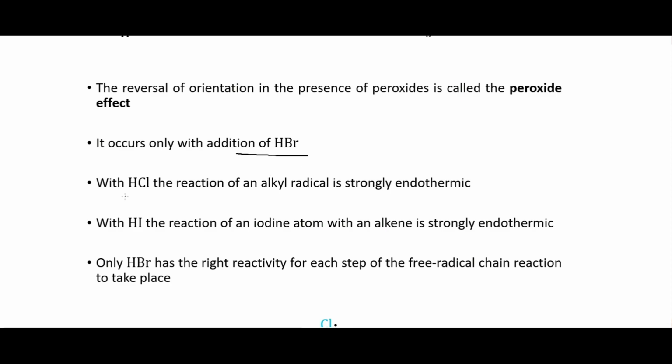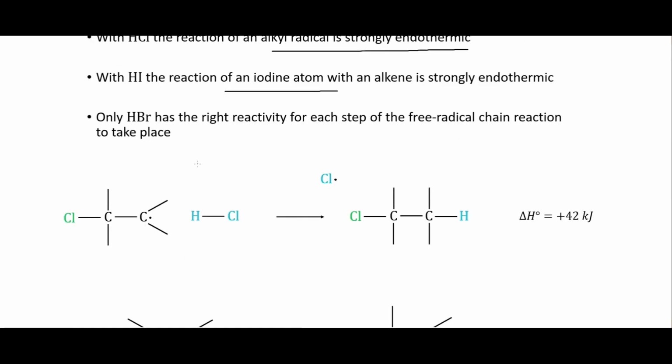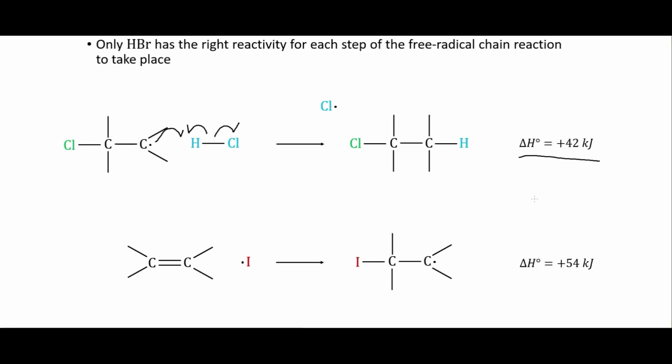And this is because with HCl, the reaction of the alkyl radical is strongly endothermic, and with HI, the reaction of the iodine atom with the alkene is strongly endothermic. And so we can look at that here. So this reaction of the HCl with the alkyl radical here is going to be the endothermic one. So where we have this coming in here, this going here, and then this going here is going to be strongly endothermic. So we can see that here. And so that's going to be unfavorable.